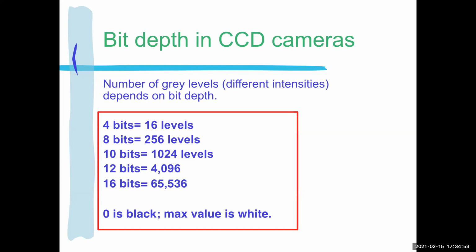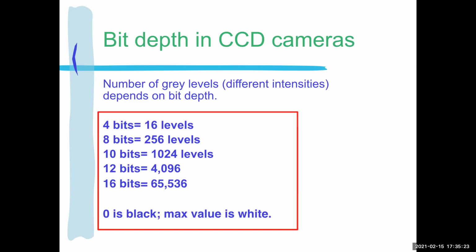These days, though, your cameras, even the $5,000 ones, are going to be a 12-bit camera or a 16-bit camera. So you're going to have either 4,096 gray levels from true black to white, or you're going to have 16 bits. You're going to pay a lot more for that one. And that is 65,536 gray levels.